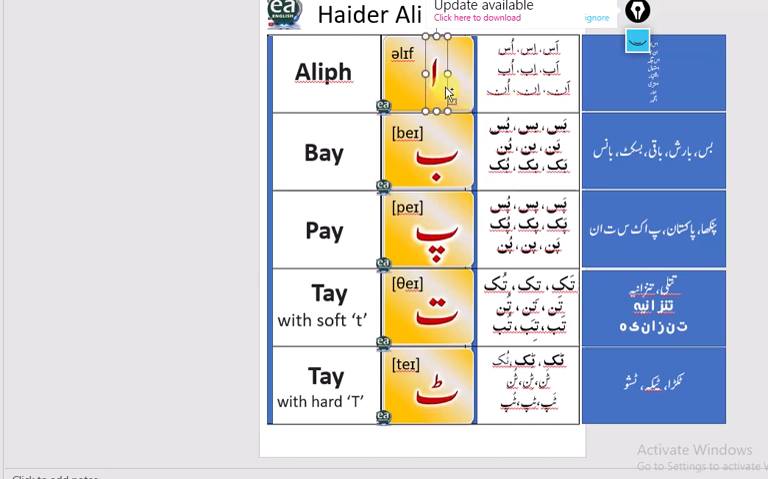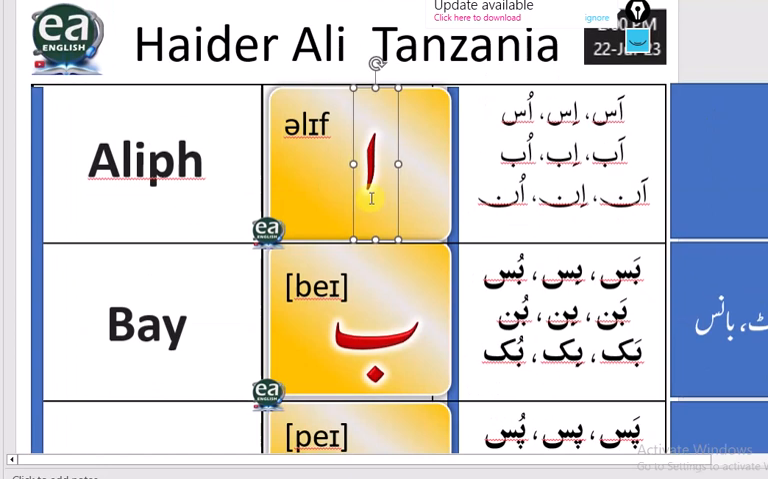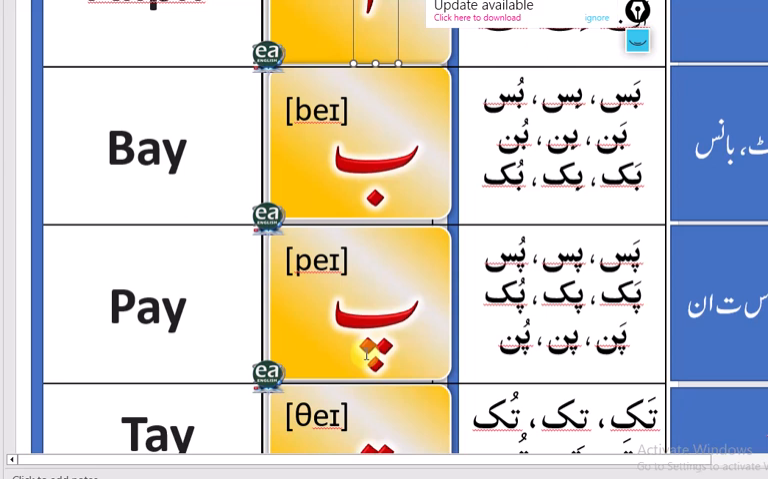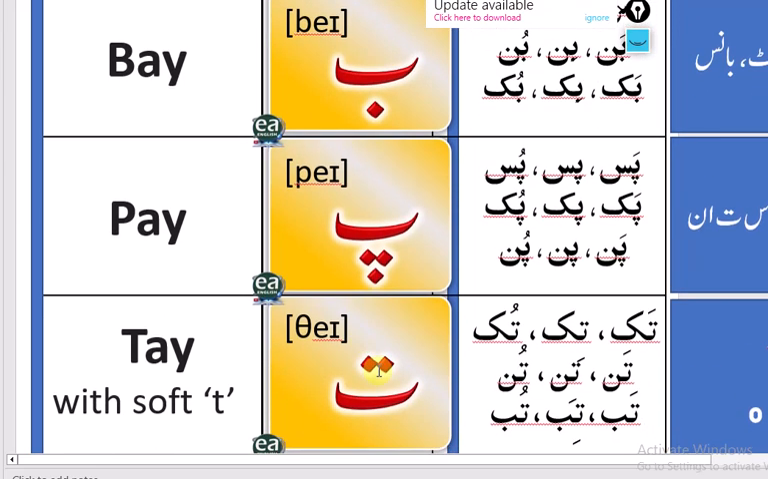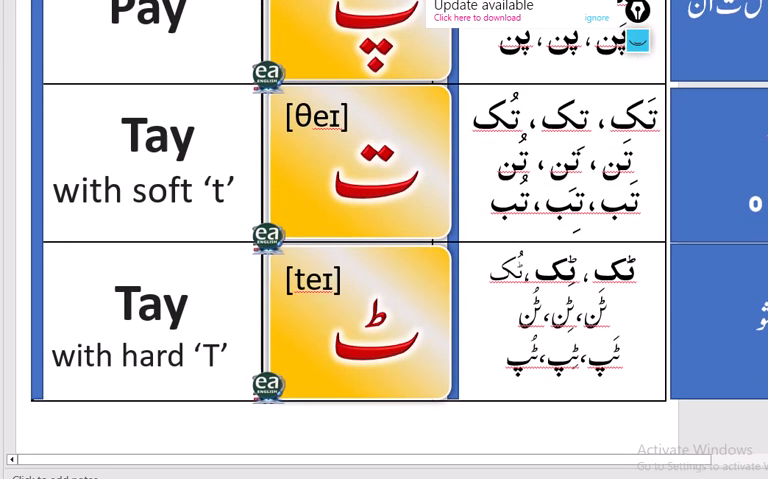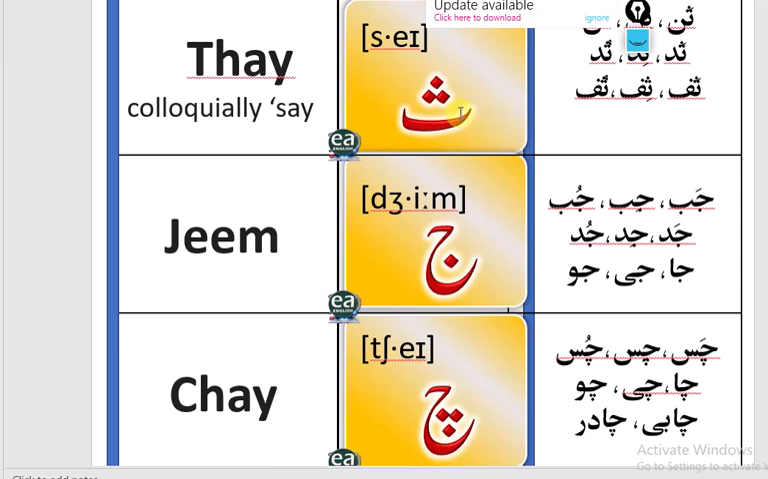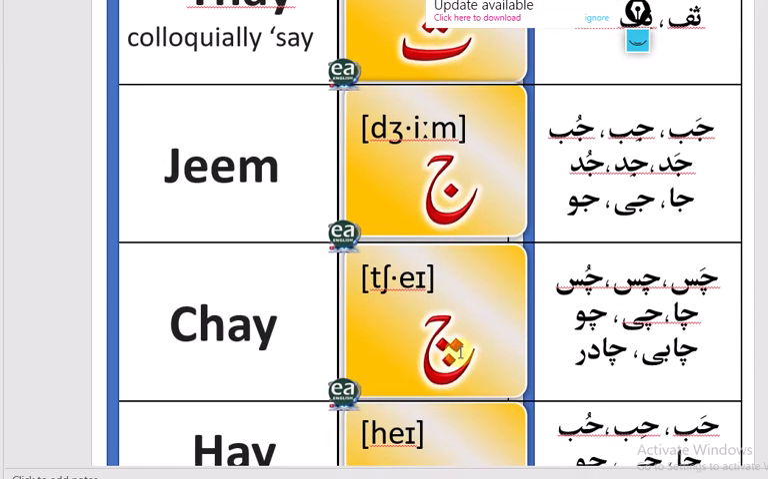Yes, repeating after. Alif for a. B for b. T for ta. And then C for sa. Jim for ja. Che che che.